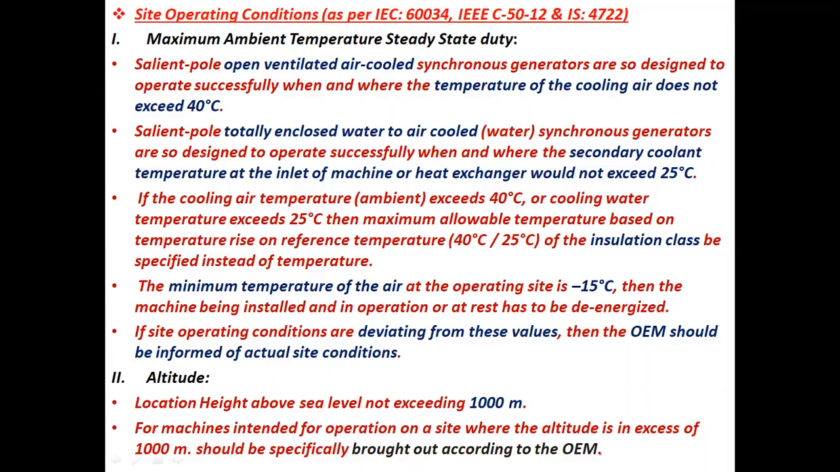If site operating conditions deviate from these values, then the OEM, that is original equipment manufacturer, should be informed of actual site conditions. Second part is the altitude. Location height above sea level should not exceed 1000 meters. For machines intended for operation on a site where the altitude is in excess of 1000 meters, this should be specifically brought out according to the OEM.